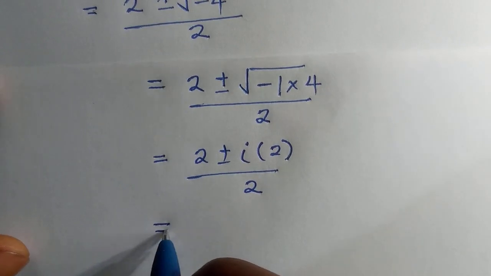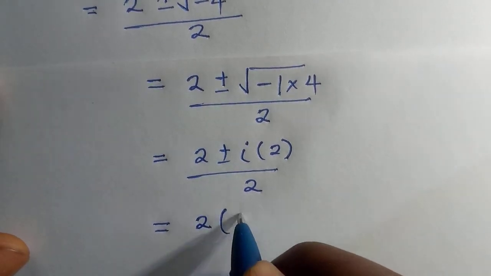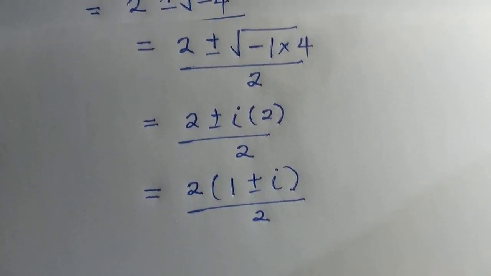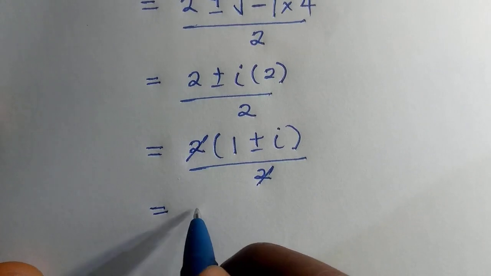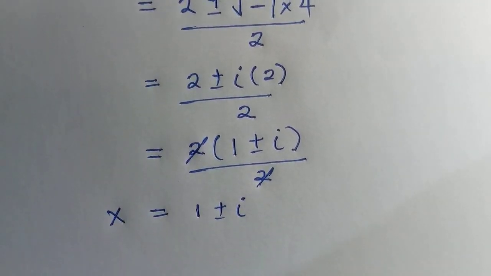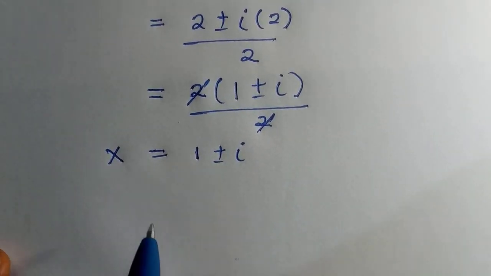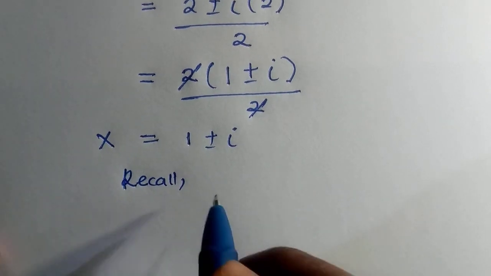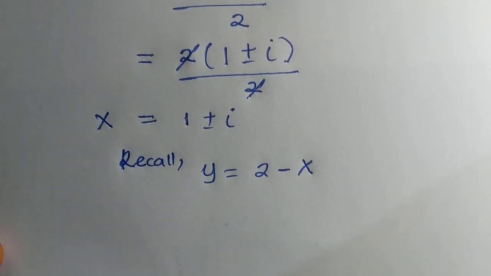So we have this equals, let's try to factor out 2. If we factor out 2, in the parentheses we have 1 plus or minus i, divided by 2. So we continue by dividing this and this. When we divide it, we have 1 plus or minus i, which is the value of x. And again, we need the value of y. Then we consider from equation 3.